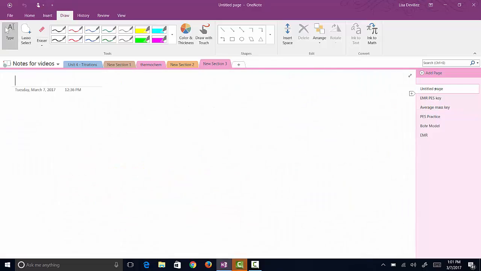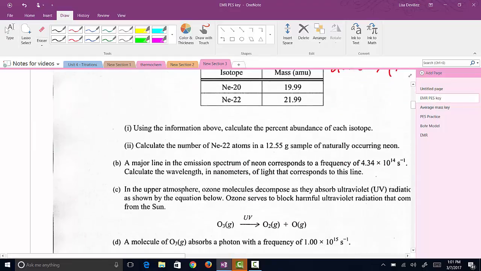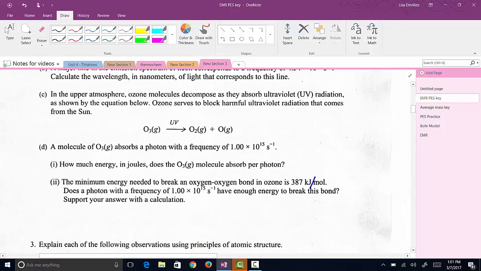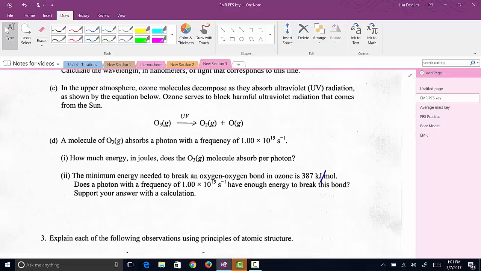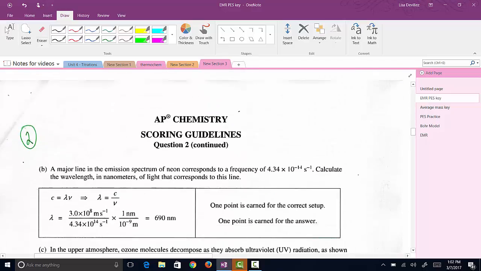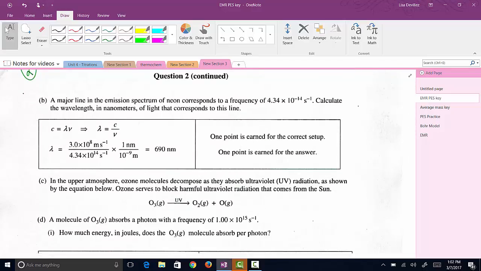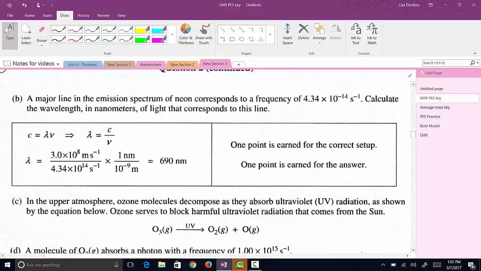Okay, let's go back. And so then we got to question C. This is where we got into the electromagnetic radiation calculations. I should have the key for that right here. So in here, you can see that we were given a frequency, that's our Greek letter nu, and it wants us to calculate the wavelength, and our wavelength is the lambda.